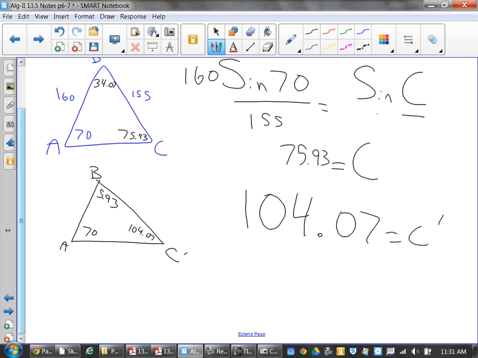Sometimes you're going to get an angle that will work, and sometimes you're going to get an angle that won't work. So if you get an angle that doesn't work, that means you only have one triangle. What if, is there a possibility that neither of them will work? Exactly. I'll show you. Now, this is a great question.